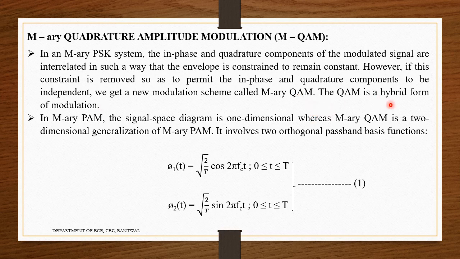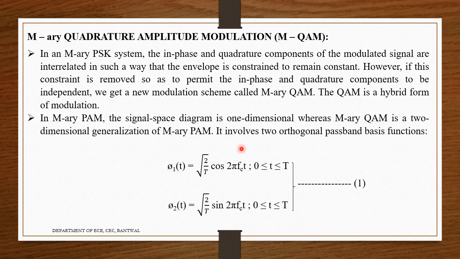And remember, this QAM is a hybrid form of modulation. In M-ary PAM, the signal space diagram is one-dimensional, whereas M-ary QAM is two-dimensional. So the pulse amplitude modulation is one-dimensional, but here QAM, the quadrature amplitude modulation, is two-dimensional. The name quadrature only suggests that M is equal to 4, N is equal to 2. So it's two-dimensional.